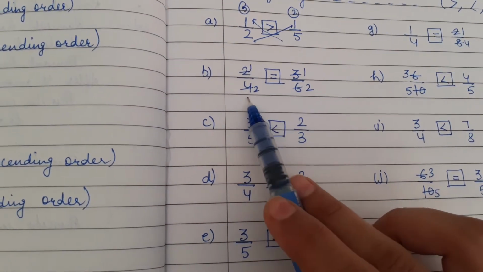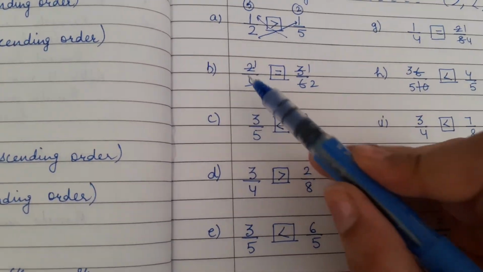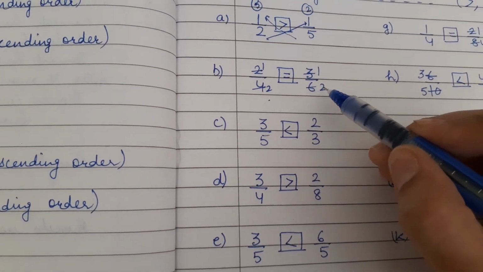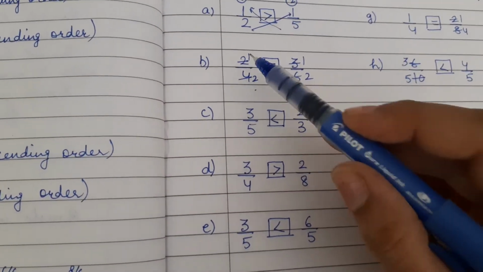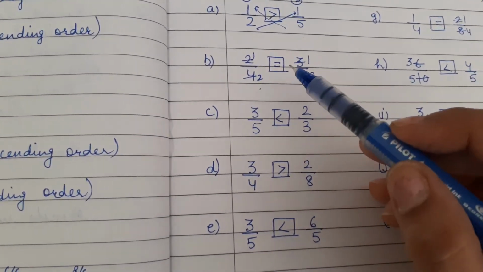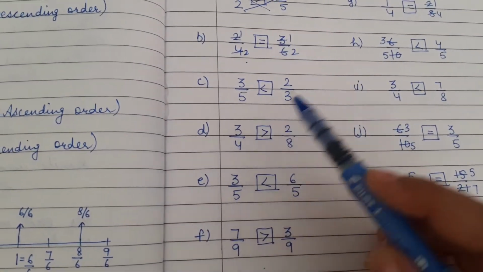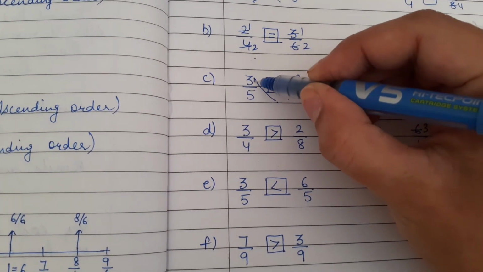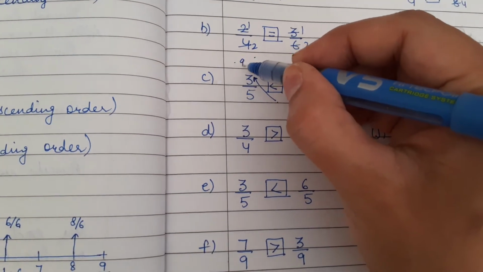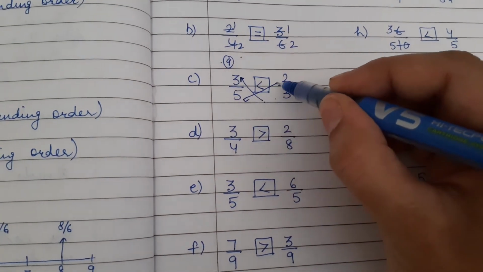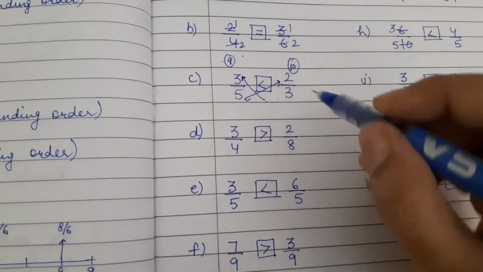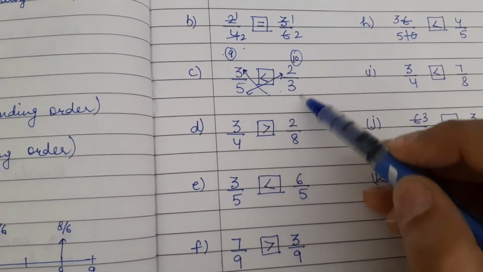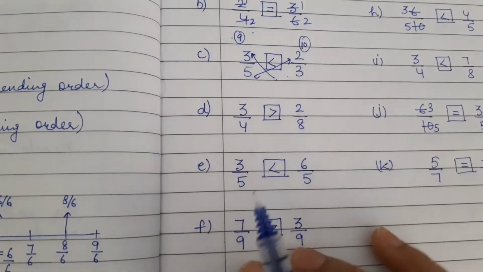B part, 2 by 4 or 3 by 6. Now I can reduce this fraction also. 2 ones are 2, 2 twos are 4. 3 ones are 3, 3 twos are 6. So as 1 by 2, 1 by 2, both the fractions are equal. 3 by 5 and 2 by 3. Again you can cross multiply. This 3 will multiply by this 3, 3 3s are 9. And 5 twos are 10. You will cross multiply. So which is greater, 10 or 9? 10. So this fraction will be greater, that is 2 by 3.